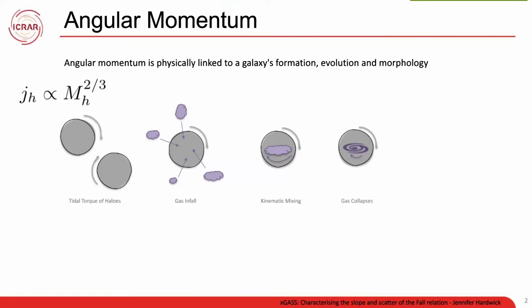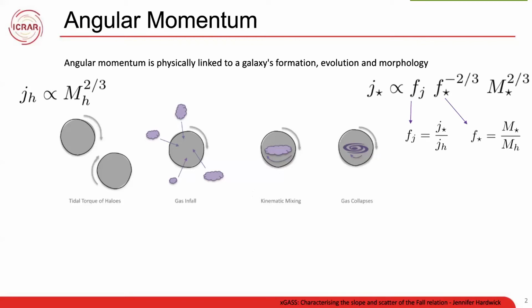From cold dark matter theory, we can obtain a relationship between the mass of a dark matter halo and the specific angular momentum of that halo. This can then be converted to a relationship between the stellar mass and stellar specific angular momentum, where now we have these two extra quantities in here, Fj, which is the fraction of stellar specific angular momentum retained by the stars from the halo, and F star, which is the stellar mass to halo mass fraction.